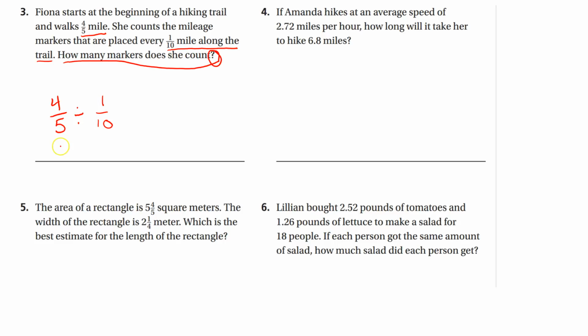So in order to divide, we use copy, change, flip. Copy, change, flip. I'm going to cross simplify. 5 goes into 10 2 times. 5 goes into 5 1 time. 4 times 2 is 8. 1 times 1 is 1. And 8 over 1 is equivalent to 8. So she counted 8 markers.